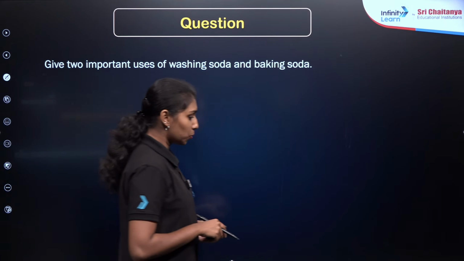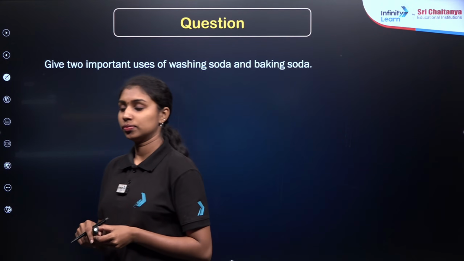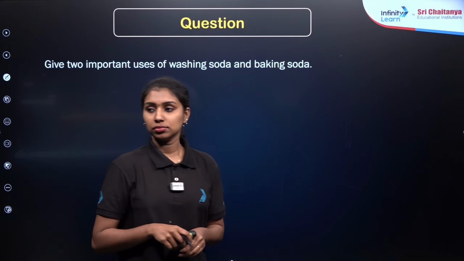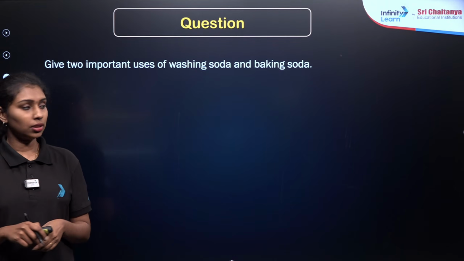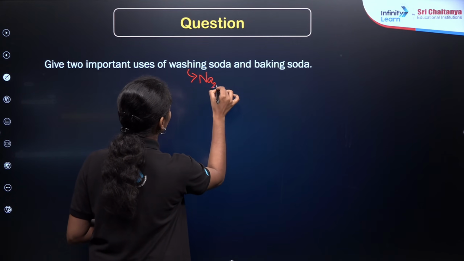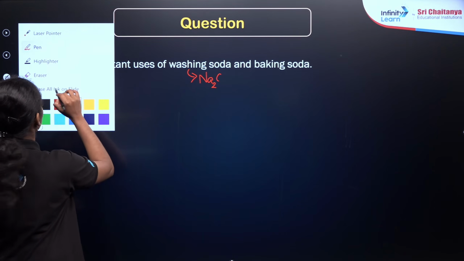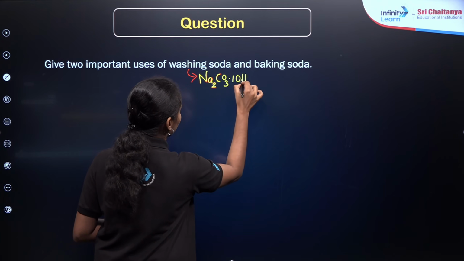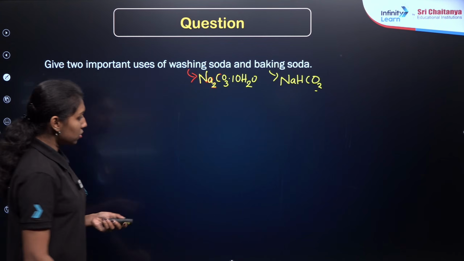Then here are two more questions on the differences between washing soda and baking soda. First we can give the chemical formulas. Washing soda is Na2CO3.10H2O and baking soda is sodium bicarbonate, NaHCO3. Then two other points are given.